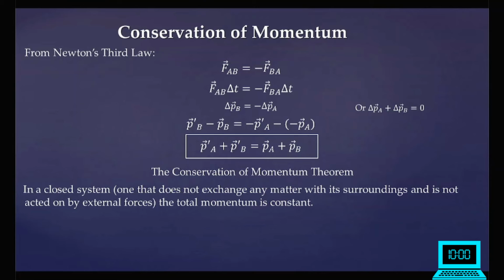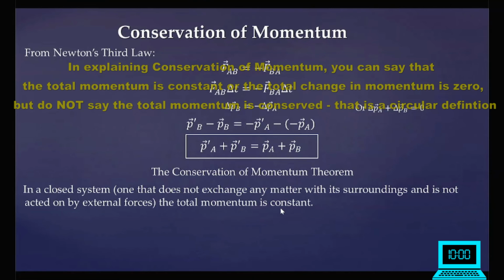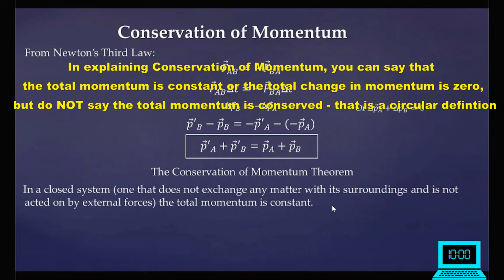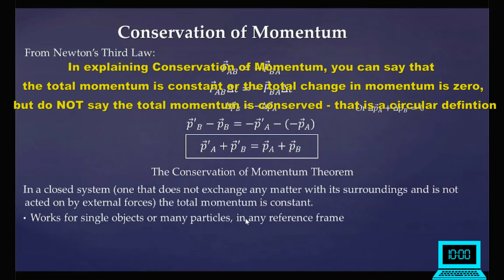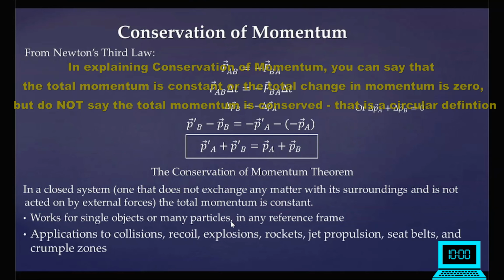Okay, this is very crucial. This is what you must remember. This is your typical definition. 1 mark: in a closed system, the total momentum is constant. You could say the total momentum of a system, or the total momentum of these objects you're talking about should be constant if it's been conserved. This will work for single objects or many particles in any reference frame.